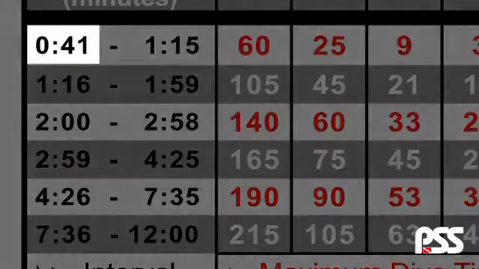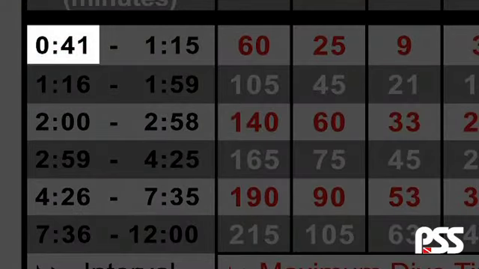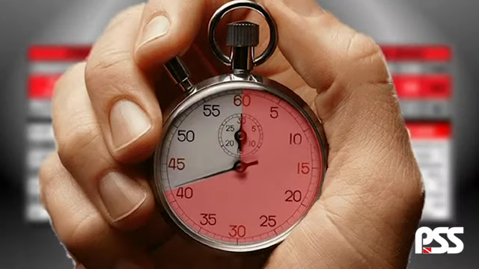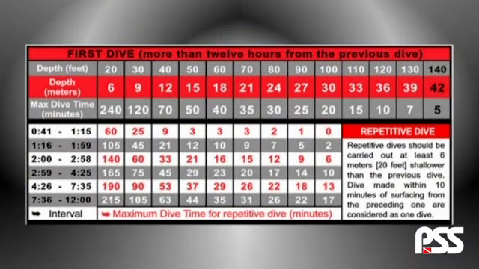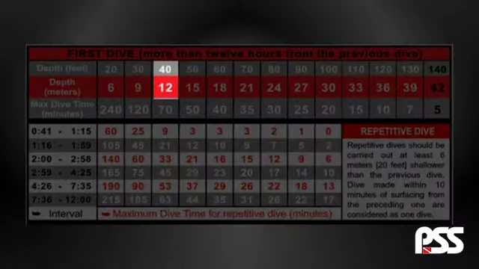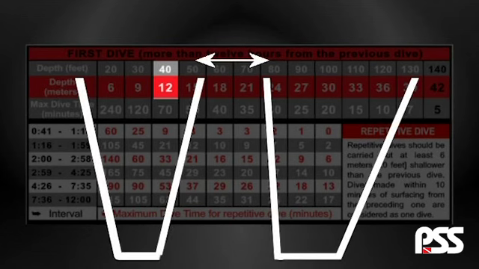As you will notice, the minimum interval between a first and a repetitive dive is 41 minutes. Therefore, you must spend at least 41 minutes on the surface before you can make a second dive. Another important rule regarding repetitive dives is that the second dive should be made at least 6 meters, 20 feet, shallower than the previous one. If, for example, you made a dive to 18 meters, 60 feet, the repetitive dive should not be deeper than 12 meters, 40 feet. The maximum dive time for a repetitive dive depends on the length of the surface interval.